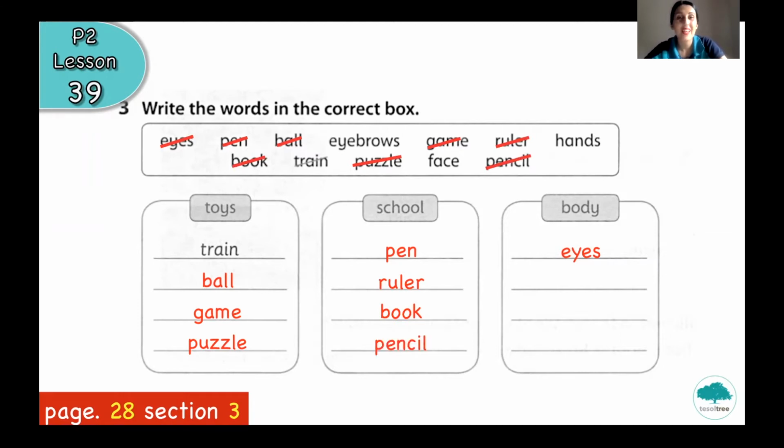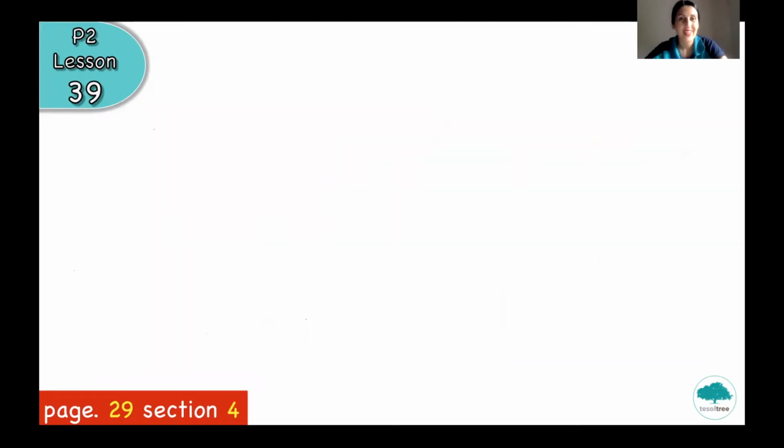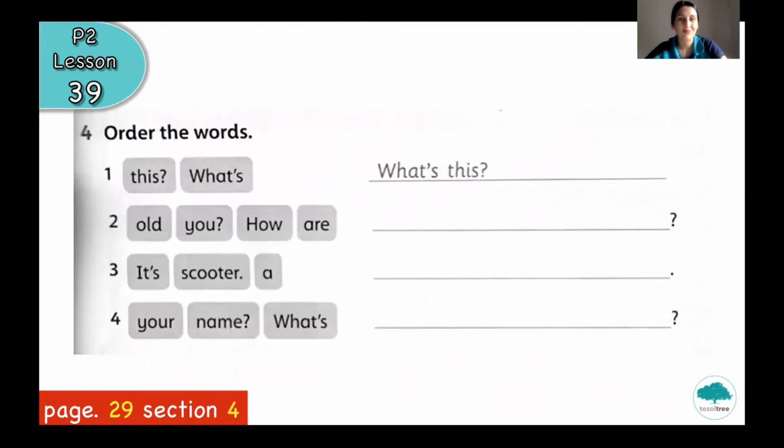Good. And the last box with body parts. These are eyes, eyebrows, hands, and face. Please check all your answers, P2. If you have a mistake, you can correct yourself with the help of an eraser. Continue. Let's check number 4.